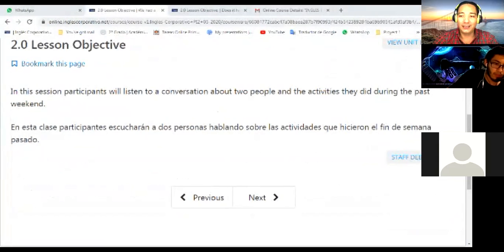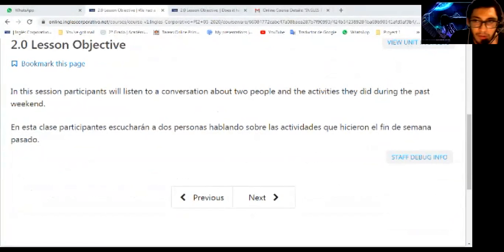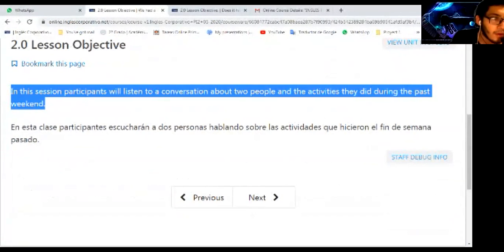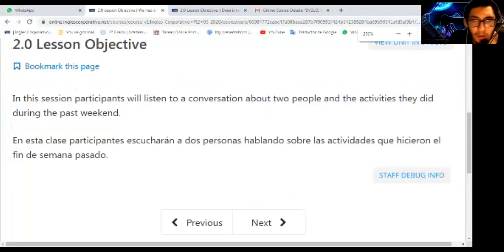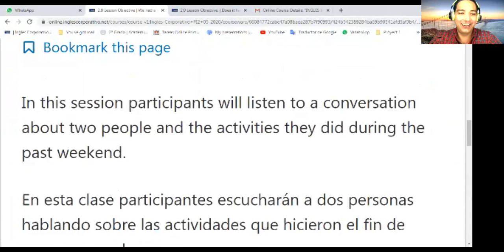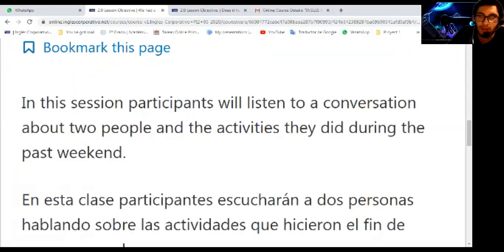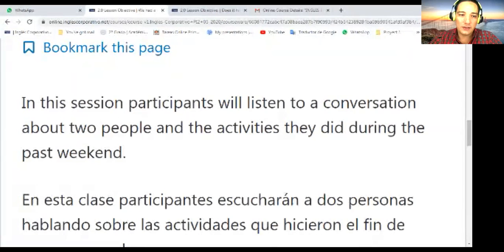Okay, Jose Cabrero, can you read the objective? In this section, participants will listen to a conversation about two people and the activities they did during the past weekend. During the past weekend. Okay, very good. Great job, Jose.